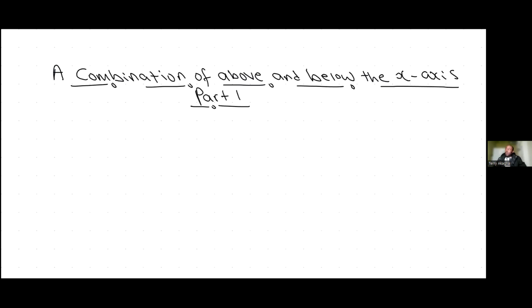We're going to the third type of finding the area under the curve. So this type, we have a combination of above and below the x-axis. So how do you find the area of such curves?